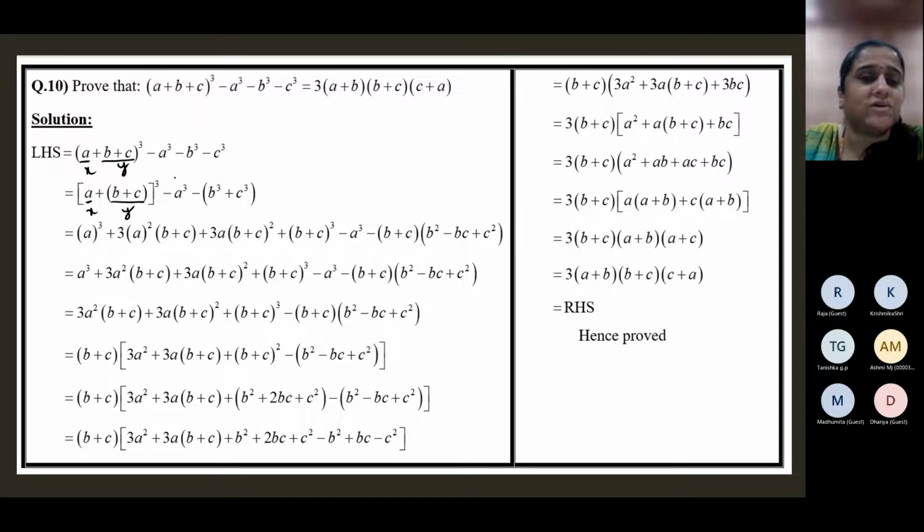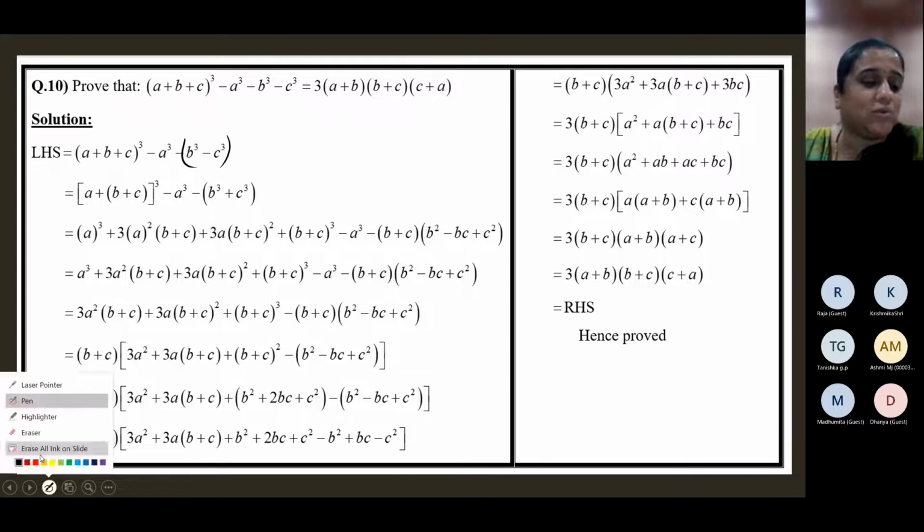Now you have grouped b and c here. So here also you should put a bracket for b cubed and c cubed. You cannot simply put a bracket here like this, you will change the meaning. So what should you do? When you put a bracket here, it should still be minus b cubed minus c cubed.